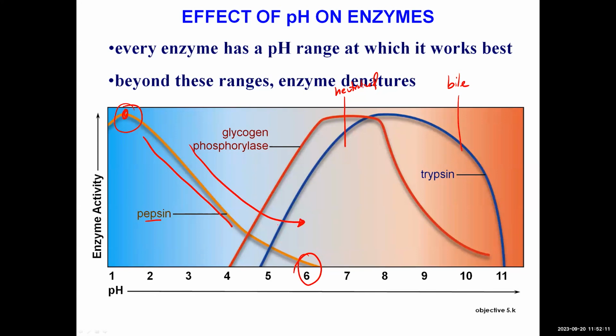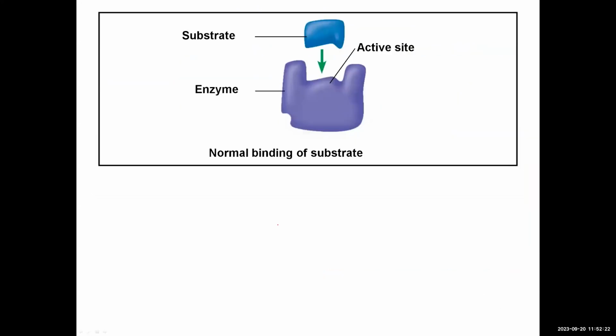There are other ways to control enzymes too. Aside from denaturing, we can use things called enzyme inhibitors. Remember that in order for an enzyme to do its job, the substrate or reactant needs to be able to sit in the active site.